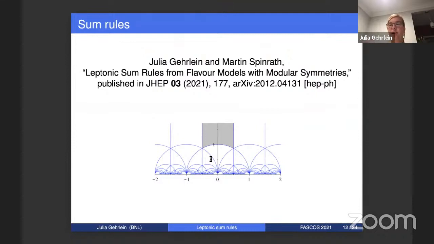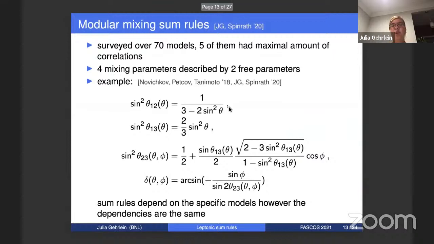And together with my collaborator, Martin Spinrath, we investigated these leptonic sum rules in these models with modular symmetries at the end of last year in this publication, which is also published in JHEP. So we surveyed over 70 models, and 5 of these models had this maximal amount of correlations. We found that the 4 mixing parameters can be described by only 2 free parameters. And I show an example here.